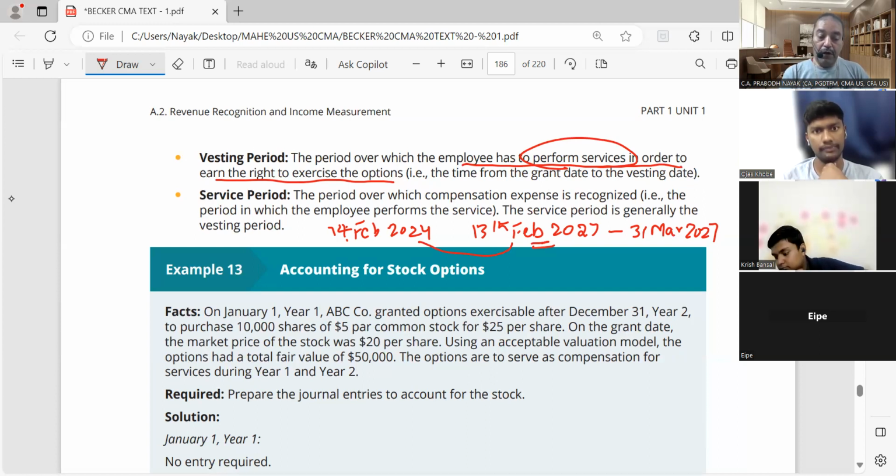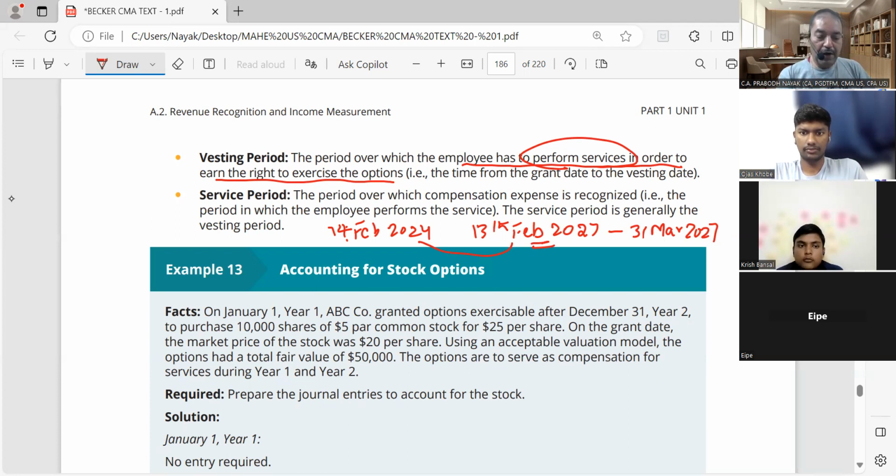Okay. Service period. The period over which the compensation expense is recognized. That is the period in which the employee performs the service. That is called a service period. But actually, service period and vesting period are one and the same. They have just given it as an additional concept, but it is one and the same. Because if you are told that within 3 years the value of the company should be $3 million, then during those 3 years only, your service will be counted. That is the service period. The vesting period and service period are one and the same.